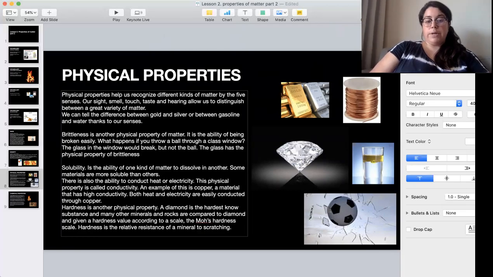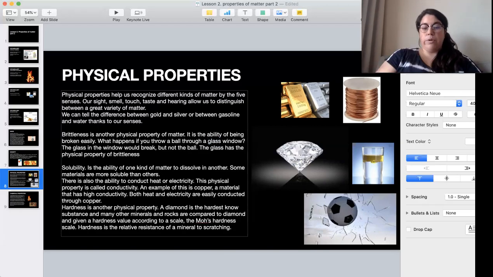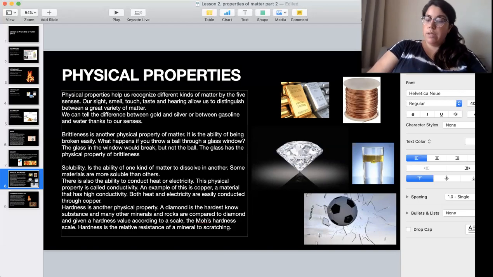Another physical property is brittleness. Brittleness, as I explained in the vocabulary, is the ability of being broken easily. What happens when you throw a ball through a glass window? The glass in the window is going to break, but not the ball. Why? Because the ball is not brittle, but the window has the property of brittleness. So that's why the window breaks and not the ball.